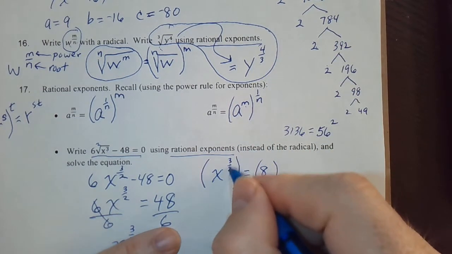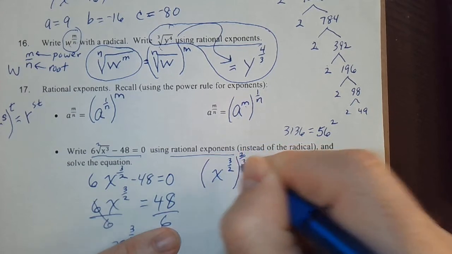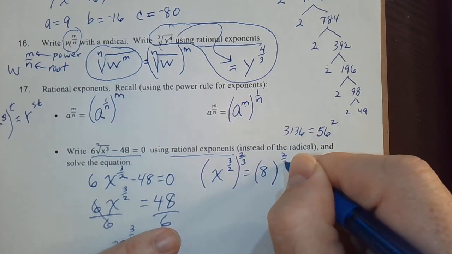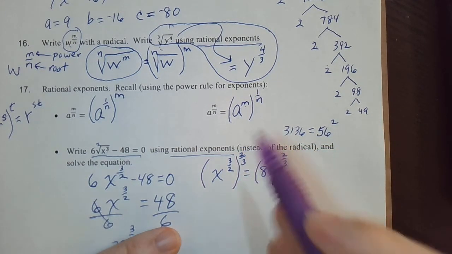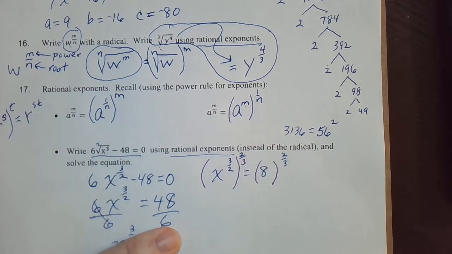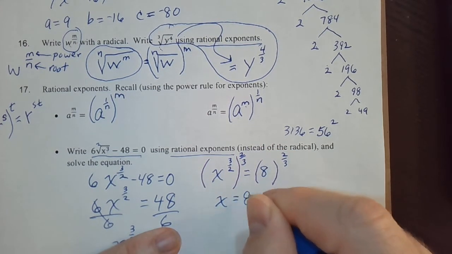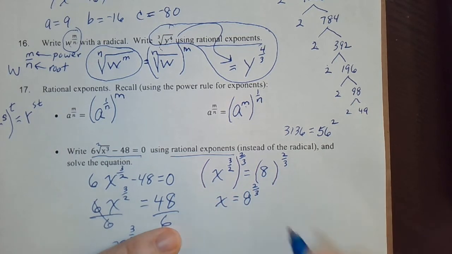The reciprocal: raise it to the 2 over 3. But if I do it to the left-hand side, I also have to do it to the right-hand side. So now, on this left-hand side, 3 over 2 times 2 over 3, everything cancels, and you get x to the 1, which is just x, equals 8 to the 2/3. That's the correct answer, but it can be simplified.